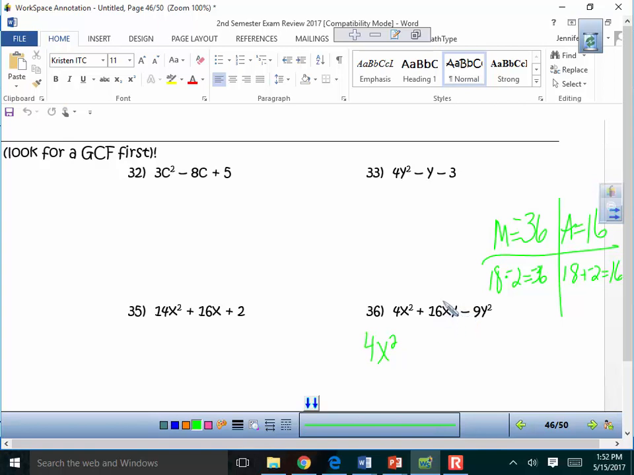Now, how do we rewrite 16xy? As 18xy minus 2xy. Do you see that?